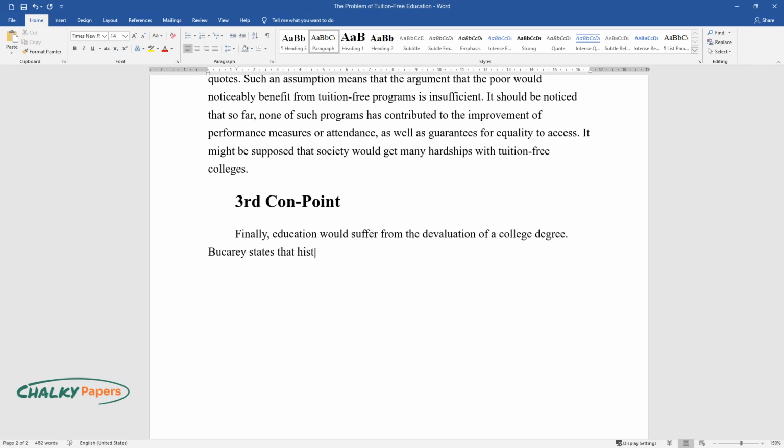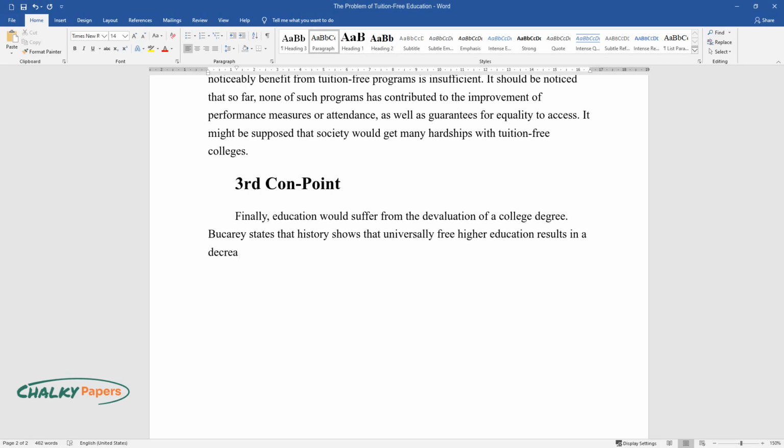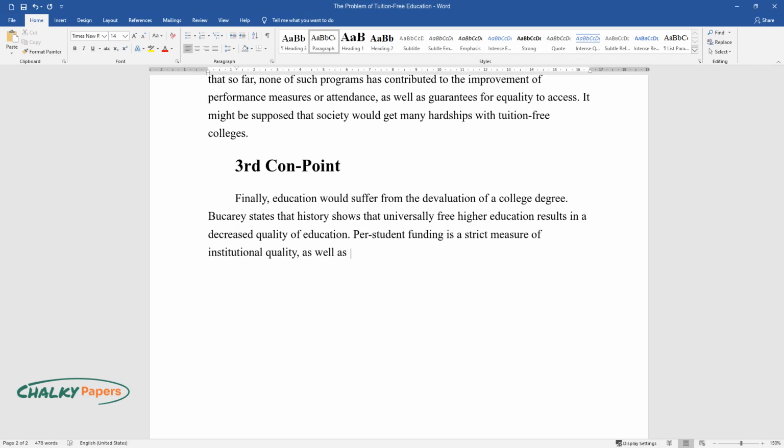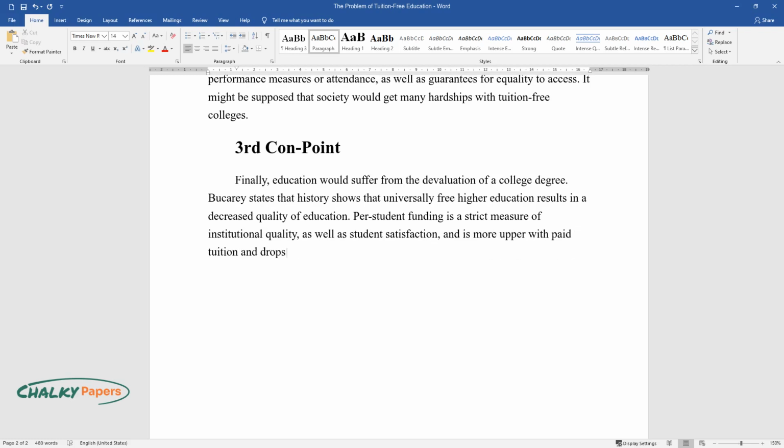Bucarey states that history shows that universally free higher education results in a decreased quality of education. Per-student funding is a strict measure of institutional quality, as well as student satisfaction, and is higher with paid tuition and drops notably with universally free college.